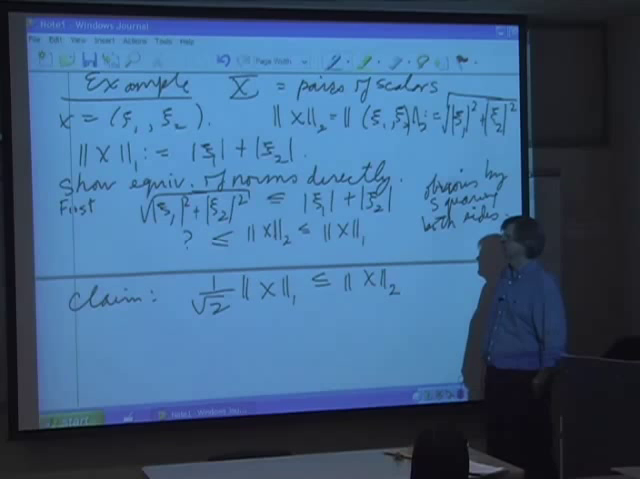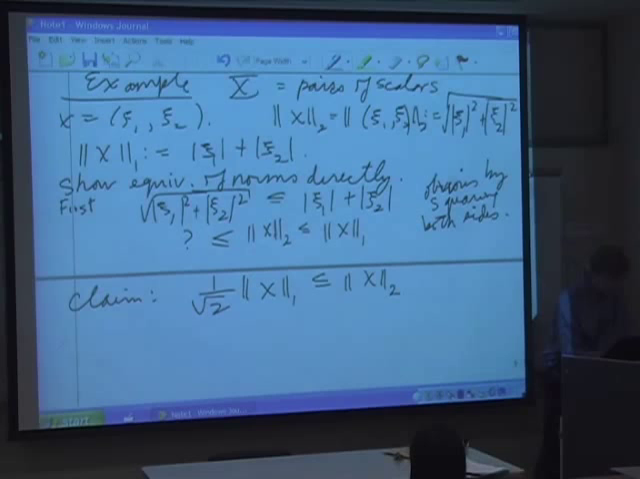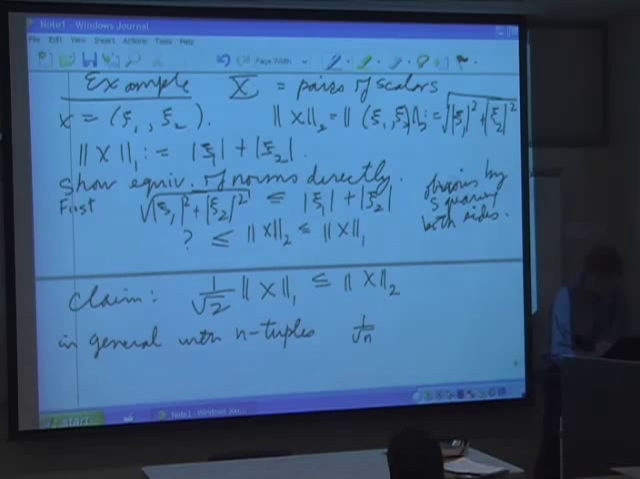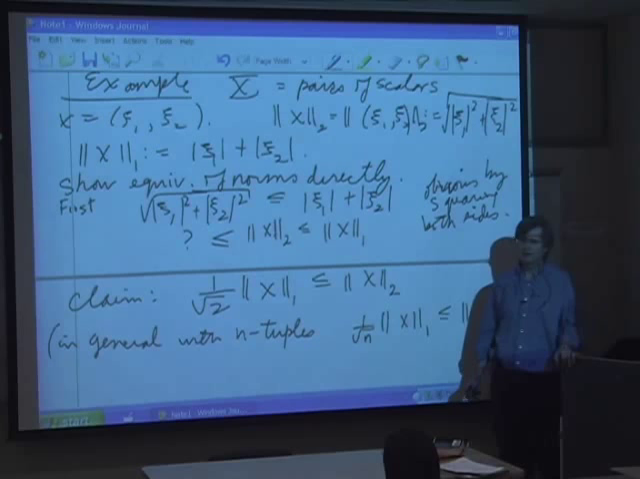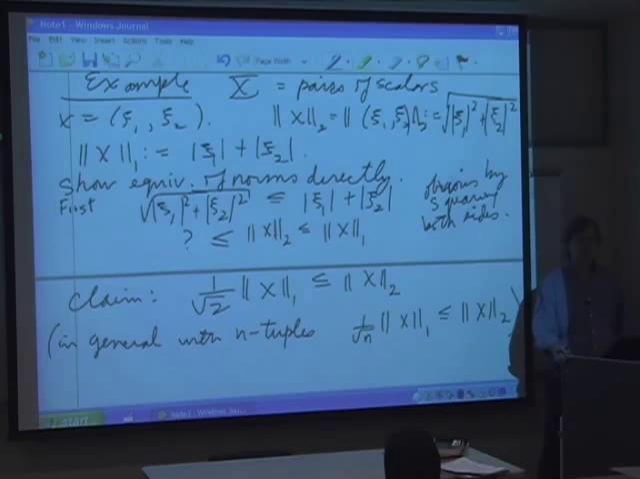So this is with n equal to 2. And in general, with n-tuples, I'll have 1 over the square root of n times the norm x1 less than or equal to the norm x2. Now, that's pretty standard, but how do you do it? Well, I tried working it out the long way in dimensions n equals 2 and 3 by brute force, and you'll see that in the notes. But there's a fancy way to do it. I don't want to go to the brute force because it takes too long.